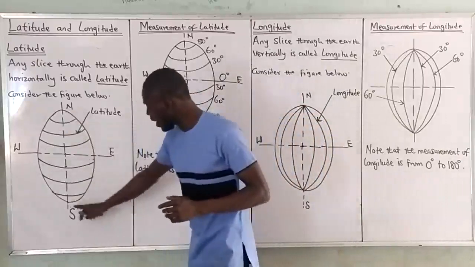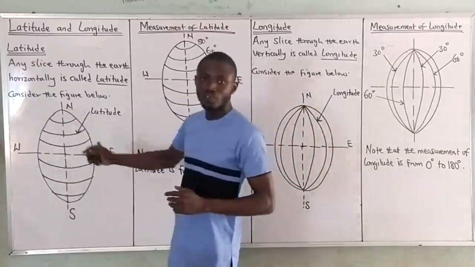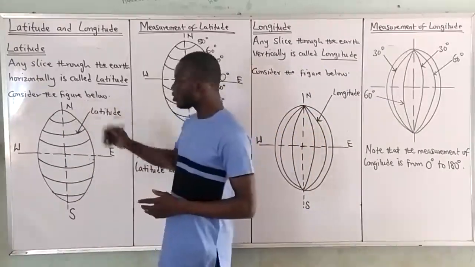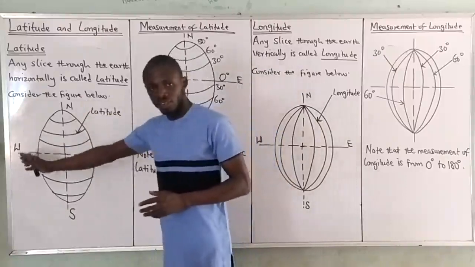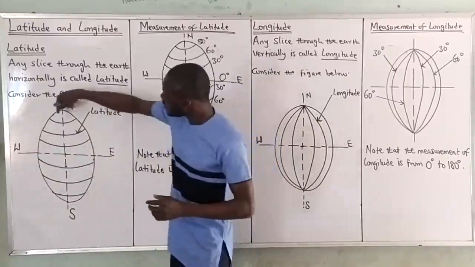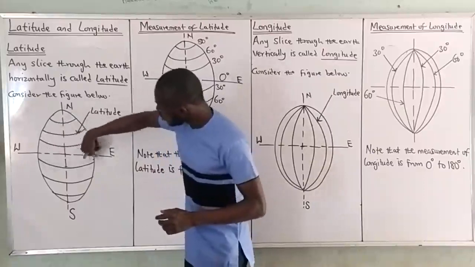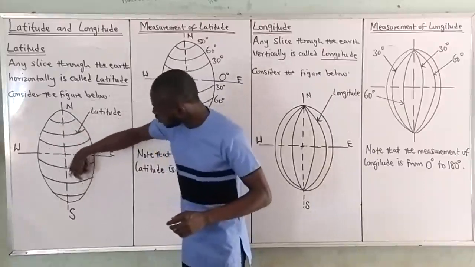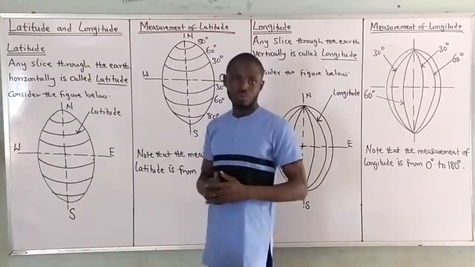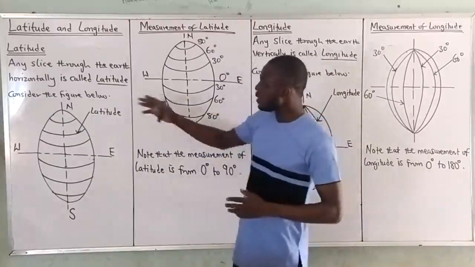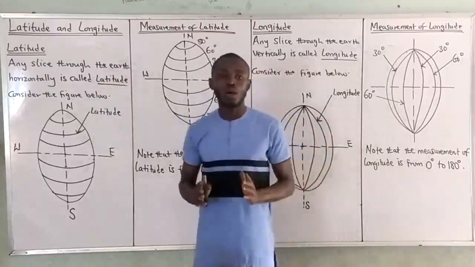Now consider this figure below. This is referred to as the Earth surface. Now look at this horizontal slice. Remember that the Earth surface has the North Pole, we have the South Pole, we have the East, we have the West. This is what we mean by horizontal slice, a slice on the Earth surface horizontally. These are what we refer to as latitude.